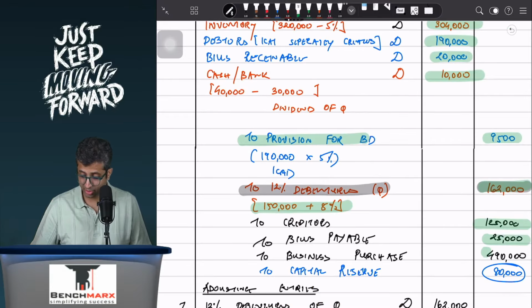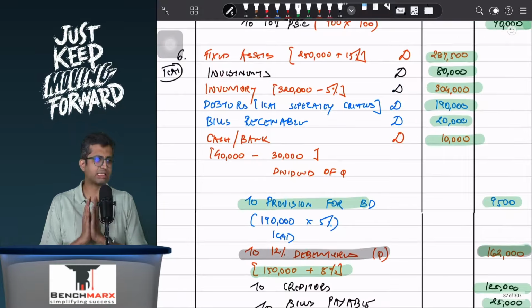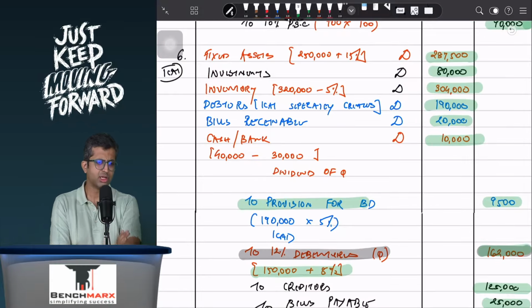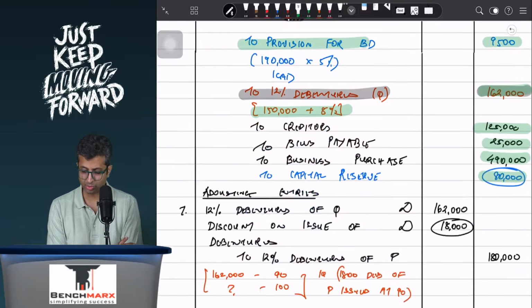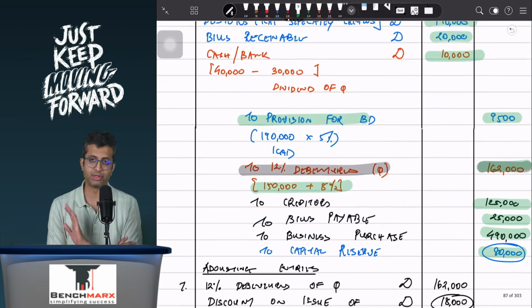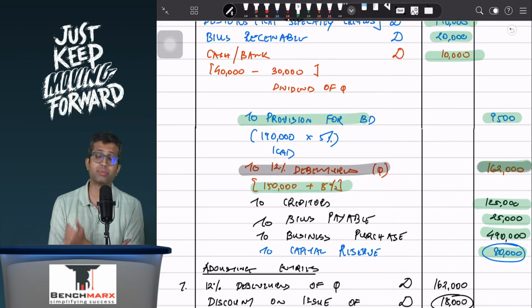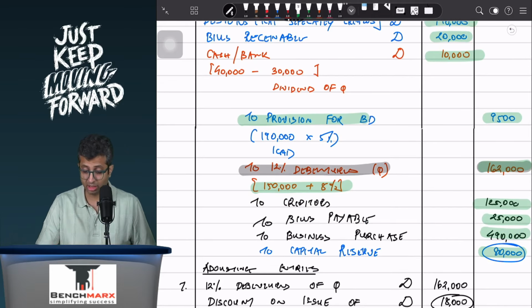Then you have business purchase, and the balancing figure, if any, will go to the capital reserve. So over here you'll have to look at this entry. In my understanding, this is a fairly interesting entry, and you have to try to do this properly. So this will give you your capital reserve. Now after that, there are some entries on account of adjustments like intercompany receivables payables.